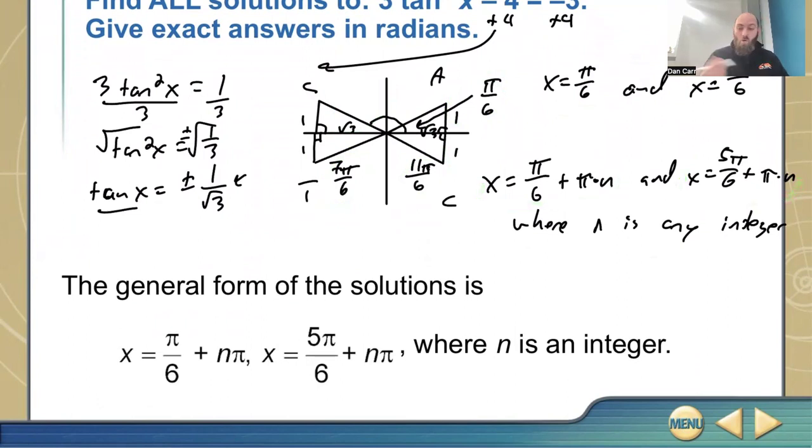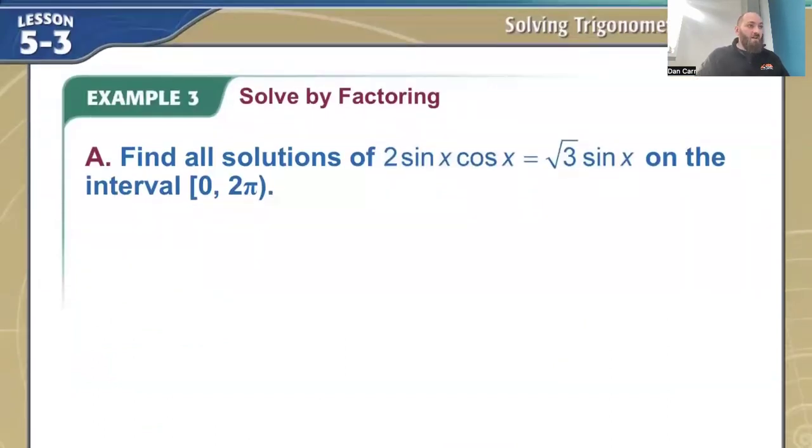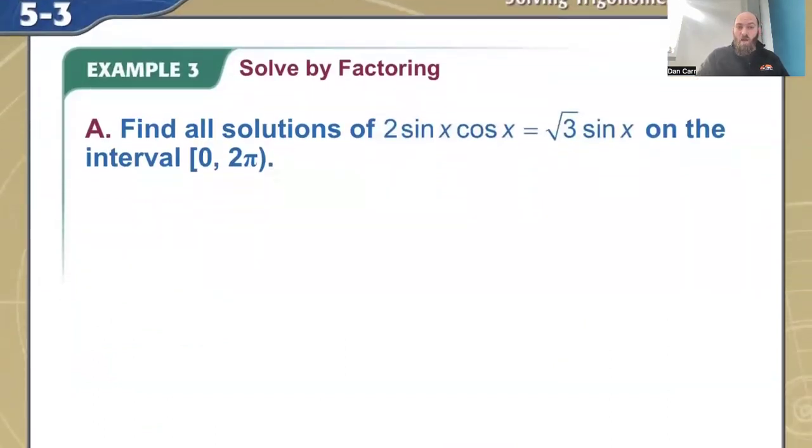Okay, we don't have to go as much then with that writing. All right, so find all solutions of 2 sine of x cosine of x equals the square root of 3 times the sine of x, but only on the interval of 0 to 2 pi.